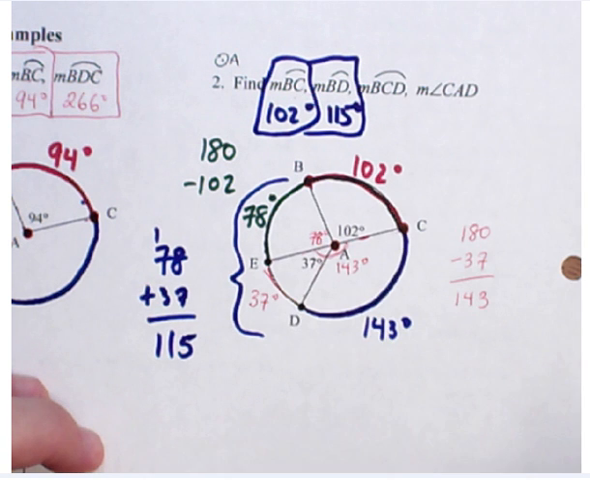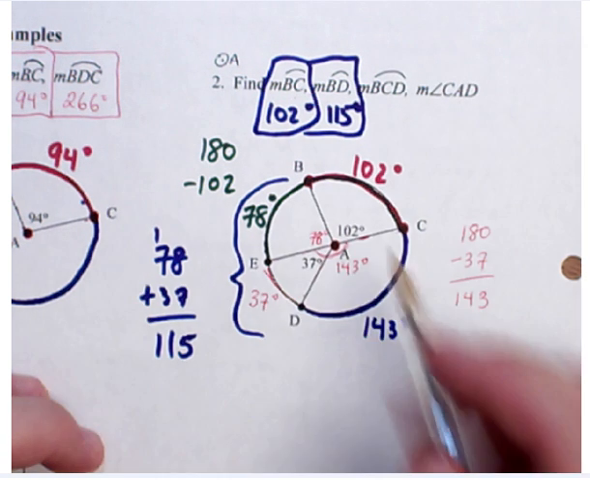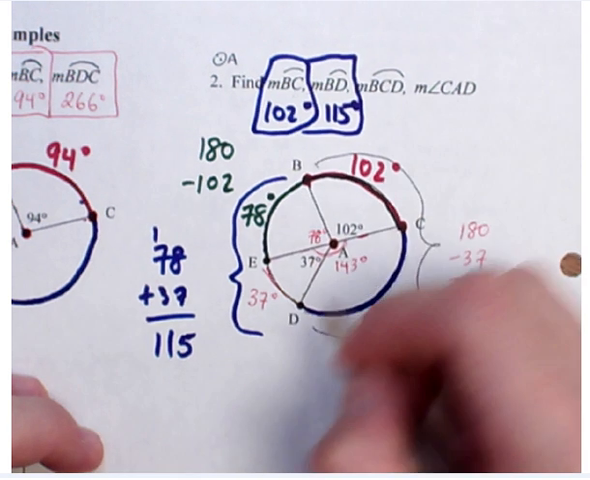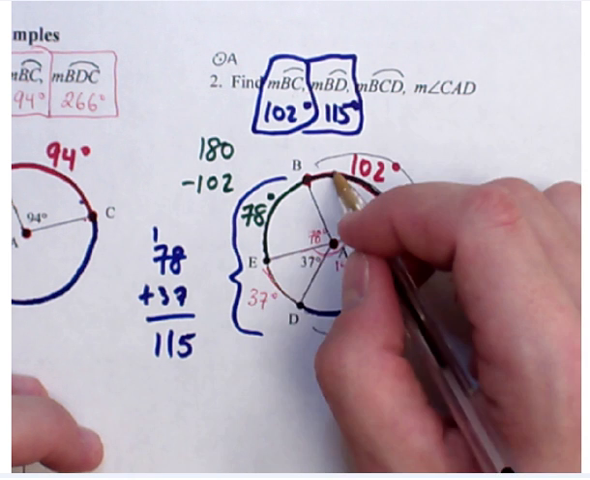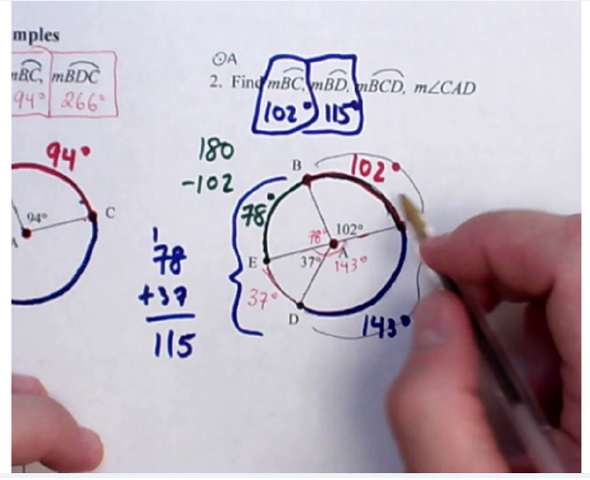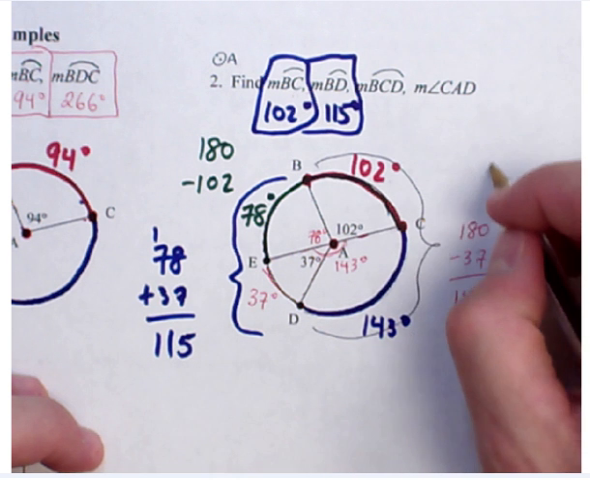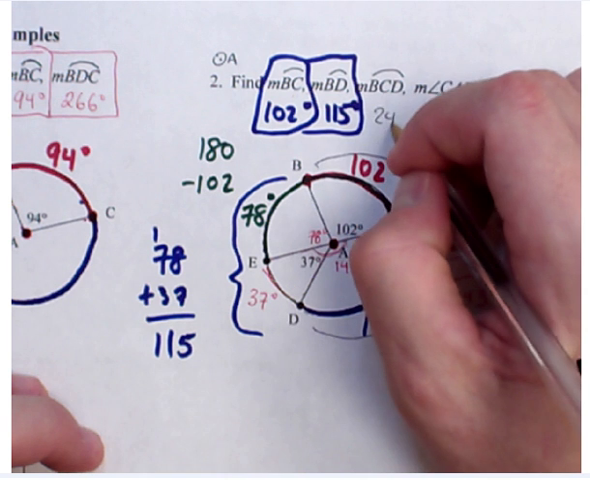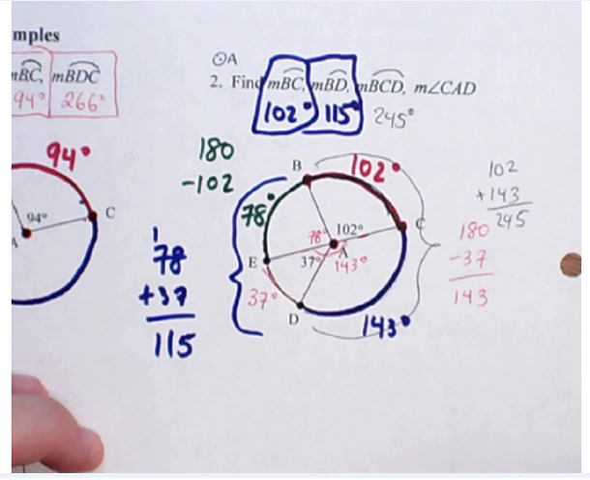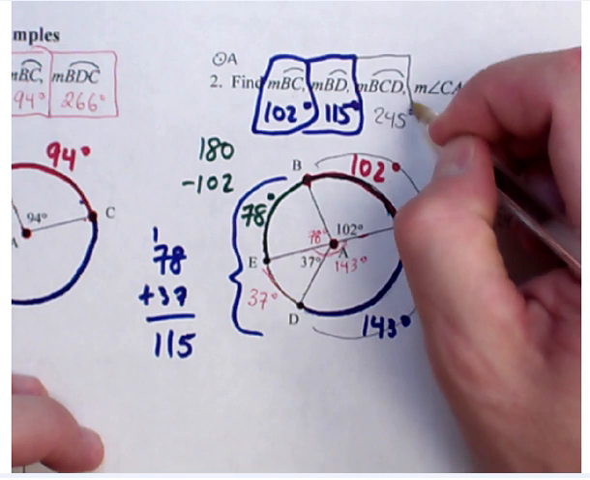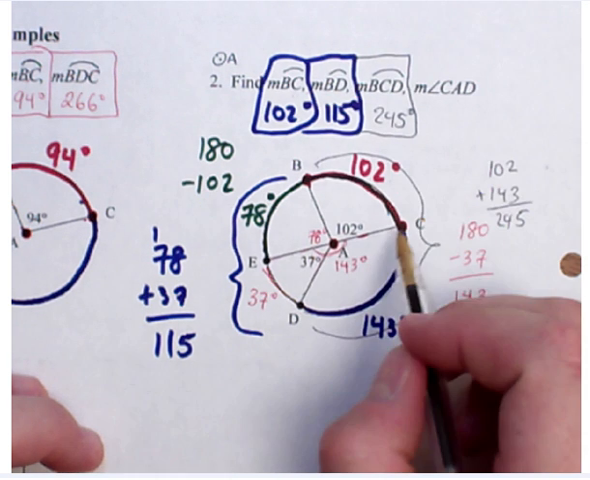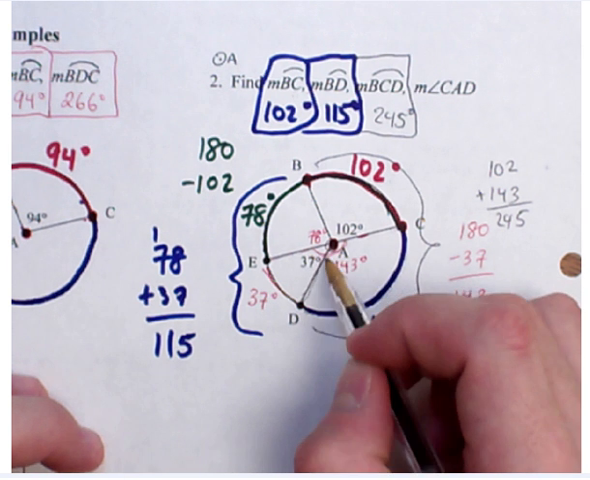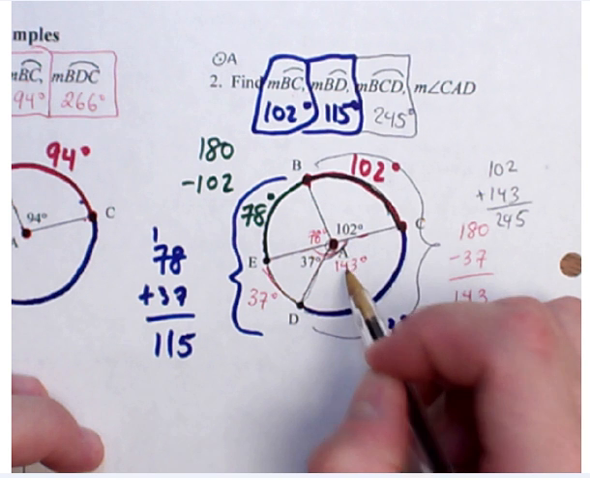The measure of arc BCD. Now BCD is the major arc going around this way. So it's this whole thing right here, BCD. You have to add up the parts to get the whole thing. So 102 plus 143, and that gives us 245 degrees. And then the last piece of this is the measure of angle CAD. So we start at C, A is the vertex, right here, D. So it's this angle, and we already found it, it's 143 degrees.